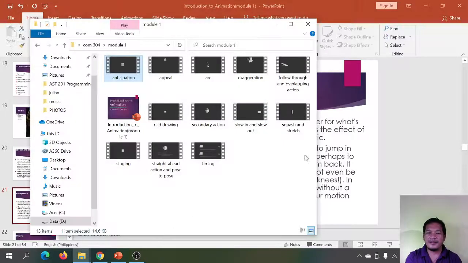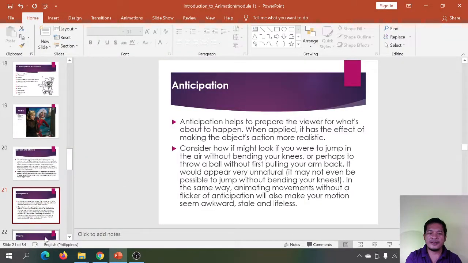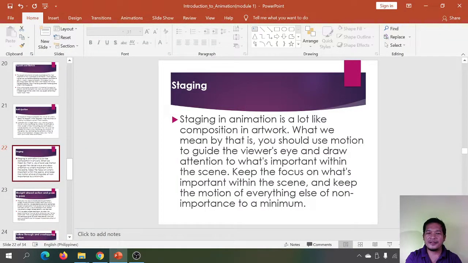Then the next is staging. No? Staging in animation is a lot like composition in artwork. So what we mean by that is we should use motion to guide the viewer's eye and draw attention to what's important within the scene. So keep the focus on what's important within the scene and keep the motion of everything else of non-importance to a minimum. So itong mga gagmay kayo, dili nato siya kayo mapansin. Pero of course, masadya po siya mag-pay attention sa tuwang viewer.